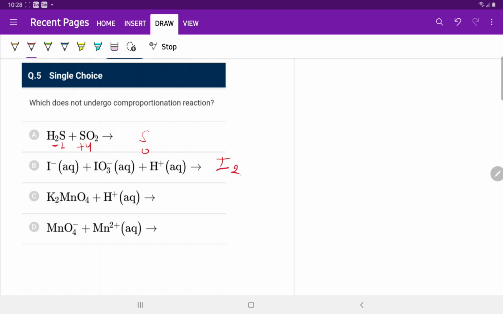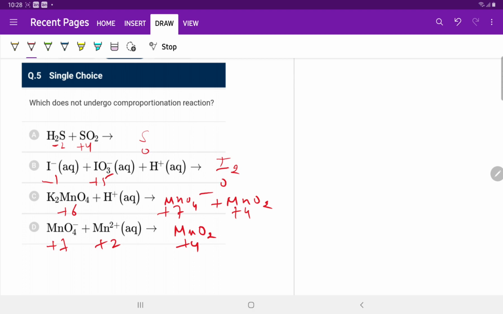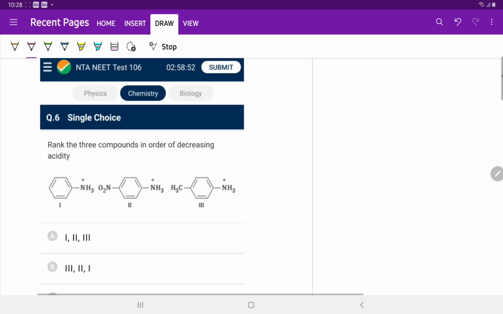In the second reaction, iodine at -1 and +5 gives 0. In option C, MnO4 2 minus manganate ion is converted into MnO4 minus plus MnO2. This is a disproportionation reaction, since manganese is converted from +6 to +7 and +4. So this is a disproportionation reaction, not a comproportionation reaction. In the last one, +7 and +2 gives MnO2, which is +4. This is also a comproportionation reaction. So option C is correct. C is the disproportionation reaction.